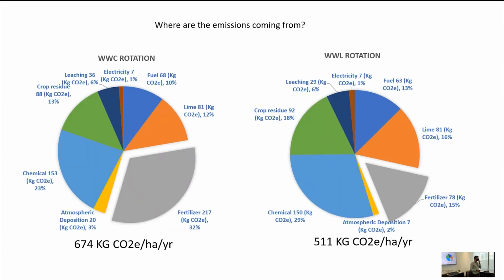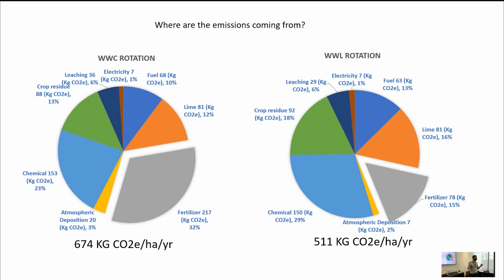And finally, just having a look at where the emissions come from. For a wheat canola rotation, you have higher emissions than the wheat lupin rotation, at 675 kg compared to 511 kg of carbon dioxide equivalent per hectare per year. One of the main places where you get your emissions is from fertilizer, followed by chemicals. Fertilizer accounts for 270, almost 32%, and then come crop residue and the lime.